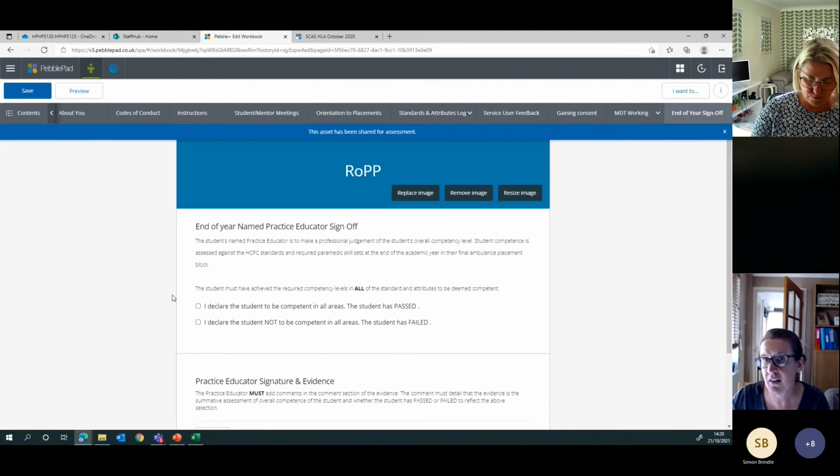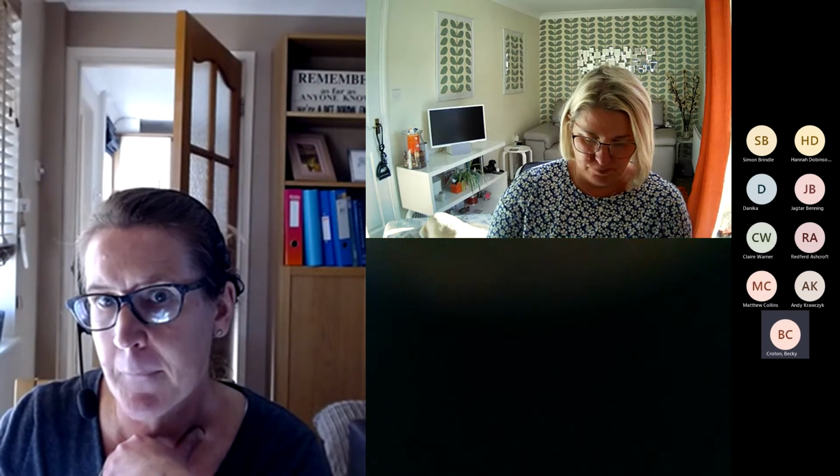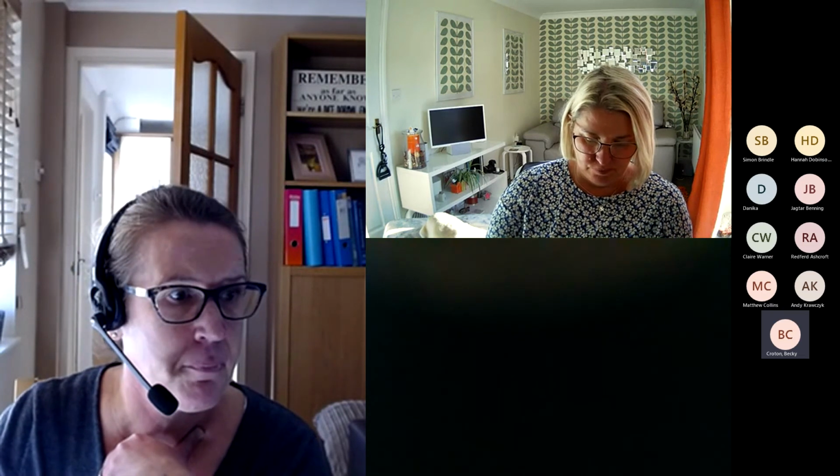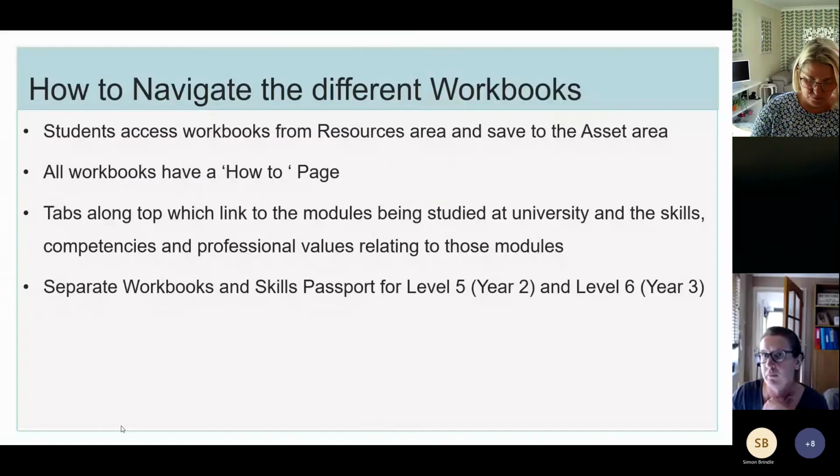Okay, so that's how the two workbooks look. And we'll go through some more areas to do with evidence. So let me just stop sharing those for a bit. So that's what we've just done now, how they navigate through and all the different how-to pages and everything else.